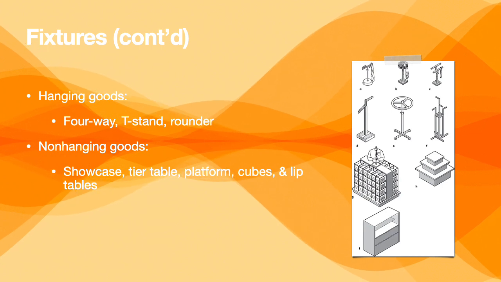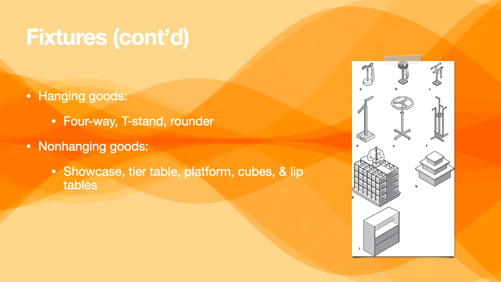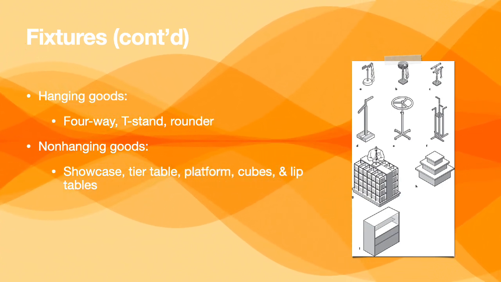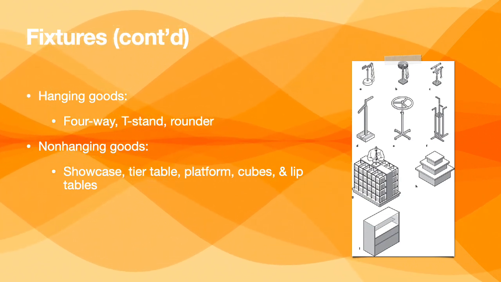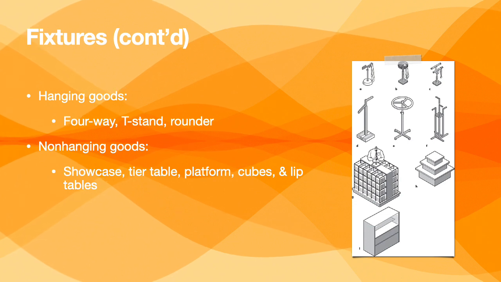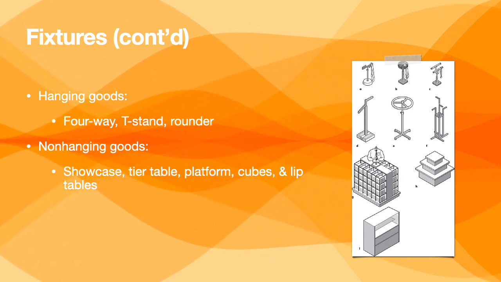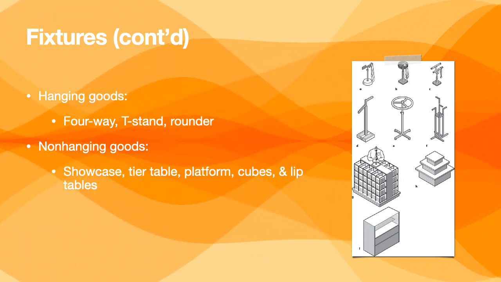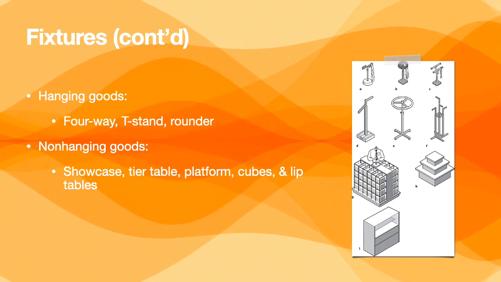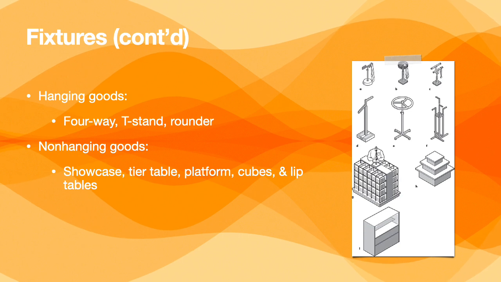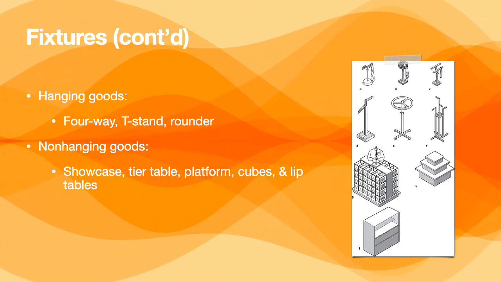A rounder is a circular-shaped rotating fixture. Rounders have greater capacity than four-ways or T-stands and occupy proportionately less floor space. Rounders are used when facing out is not important for aesthetics, as in the case of basic goods or clearance merchandise.